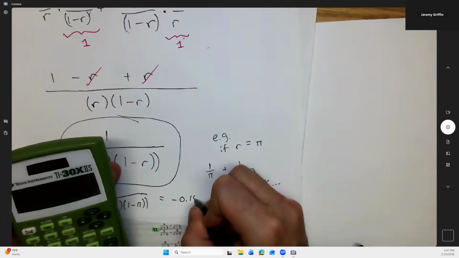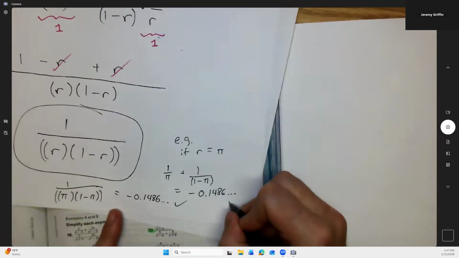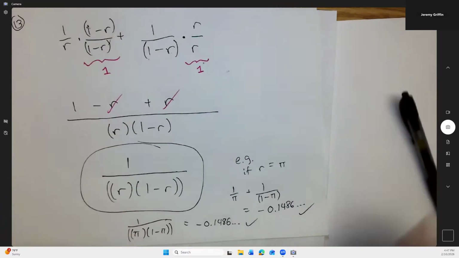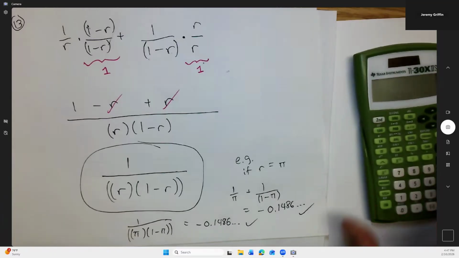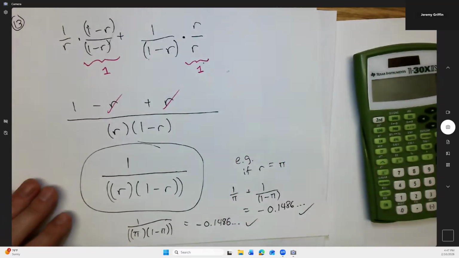Negative 0.1486, something, something. Yeah, it's a match. Bing, bing. This is this. It's the same thing. So the way the book originally wrote it, straight out of the book, and this version I boxed in, it's the same expression. Sure is.